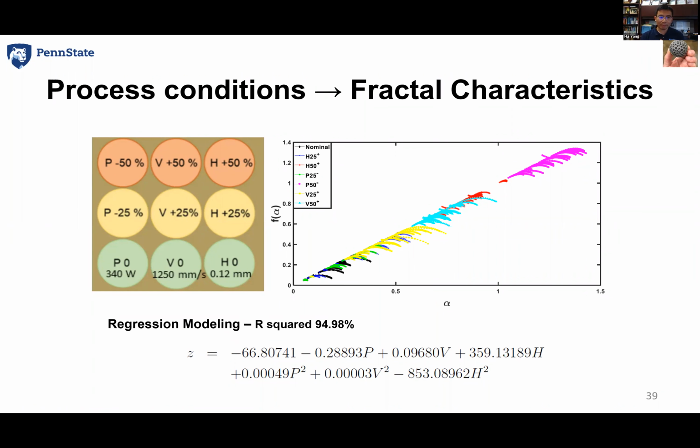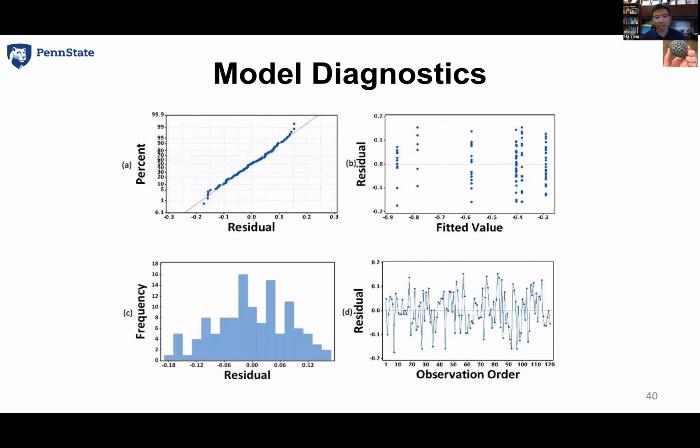So can we build a regression model to predict the multifractal characteristics based on different process conditions? Yes, we can. And the R-square is more than 94%. So this is the model diagnostics. You see the residuals are pretty normal, okay? So this is a first study, focused on the multifractal patterns in the additive manufacturing process.